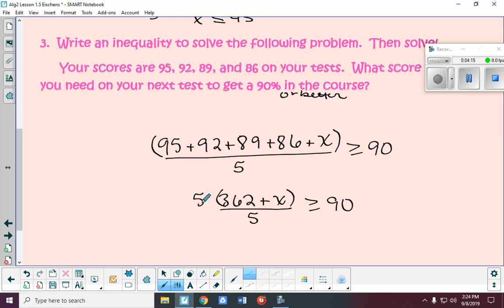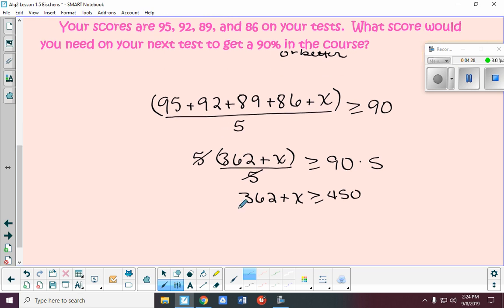And now we multiply both sides by 5. That gives us 362 plus x is greater than or equal to 450. And then what we do is we subtract 362. So x is greater than or equal to 88. So you have to have an 88 or better to get your average up to 90% or better for the class.